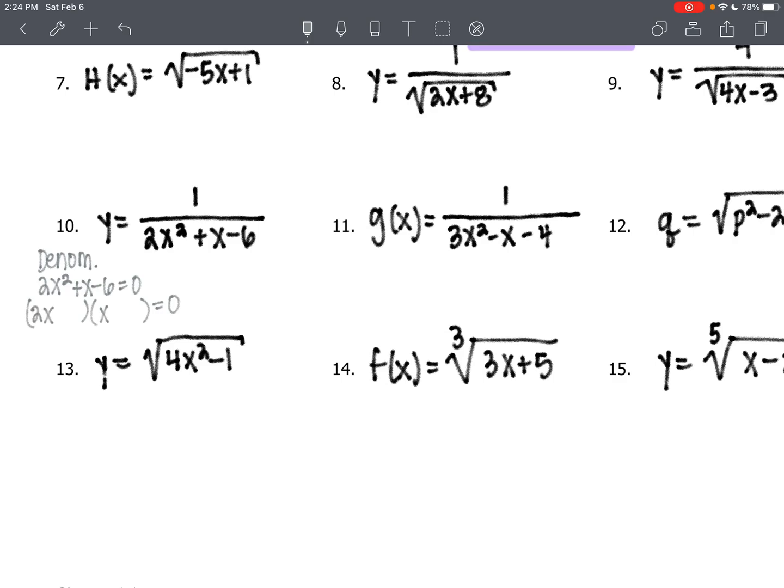So 2x and x, and then we're going to have a 3 and a 2. That'll be plus and that'll be minus. So I'm getting x equals 3/2 and negative 2. So all the numbers from negative infinity to infinity, excluding those two. So negative infinity to negative 2, negative 2 to 3/2, and then 3/2 to infinity.